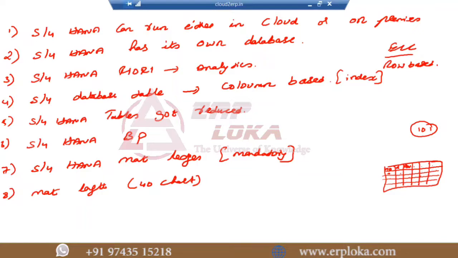So now, what is going to impact in the conversion project? This point is going to get impacted, this point and this point. Whenever I say from ECC to S/4HANA, most of the tables are getting reduced. In ECC, I have the table and I have the data in the table. But when I come to S/4HANA, I don't have that table.